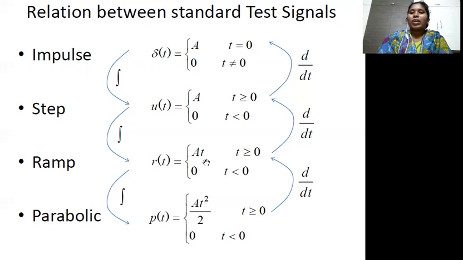So in the same way, if I am differentiating the ramp signal, that means d by d t of a t, then what is the output here? a is a constant, right? So I can write it as a into d by d t of t.